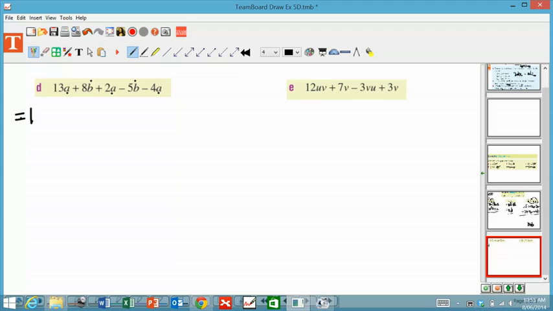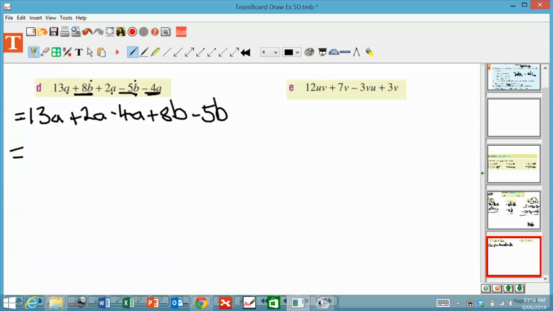So I'm going to write the 13a first. Now, where's my next a? Here. So I've got to put my plus 2a in there. Then I'm going to use my next a, so my minus 4a has to go in there. Then I can write my plus 8b, and my minus 5b has to go in there. Okay, so now I've grouped all my like terms together.